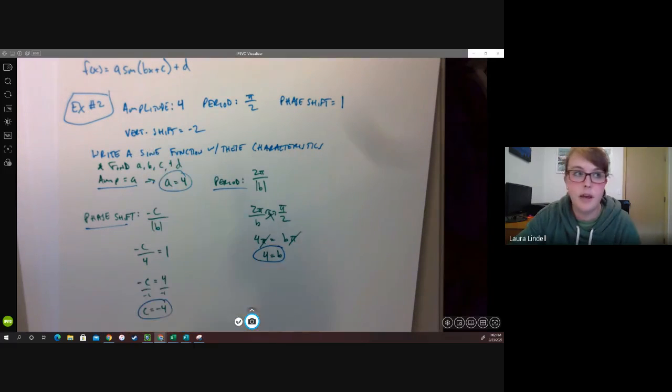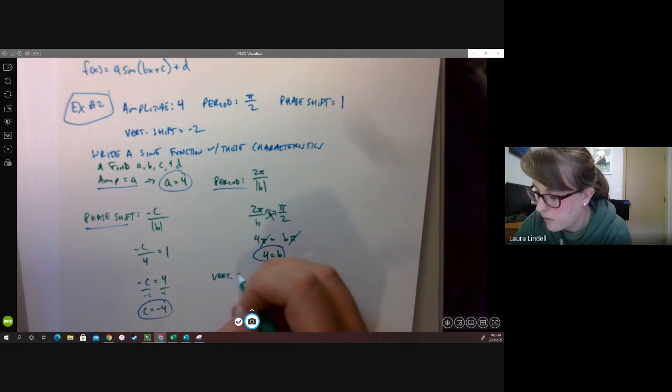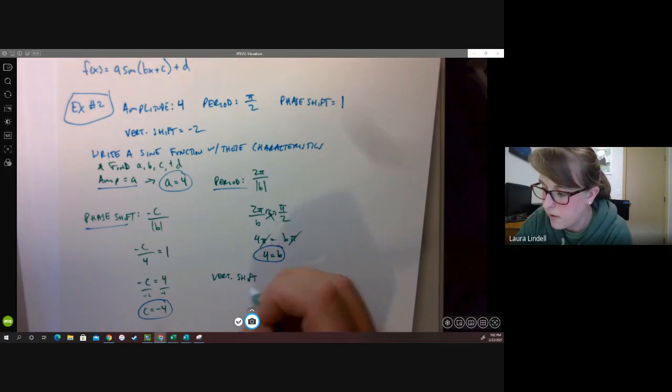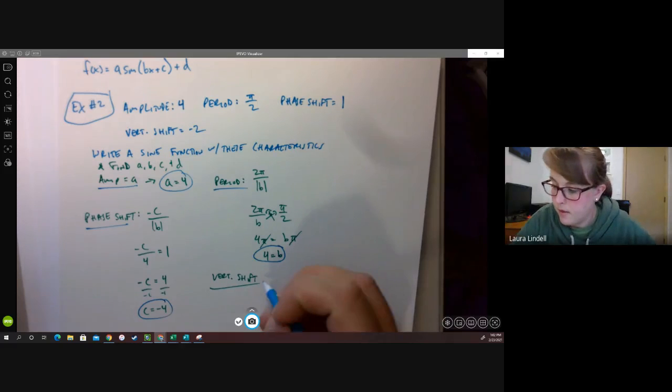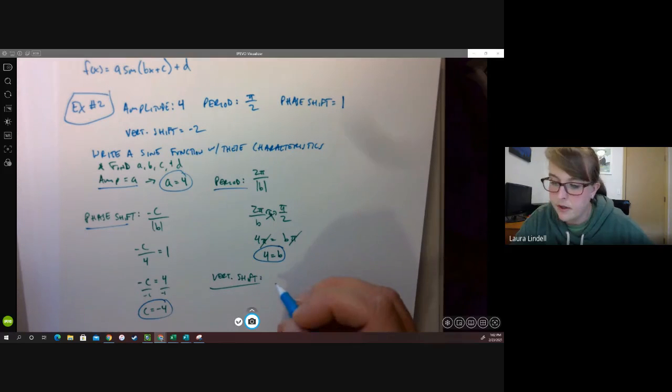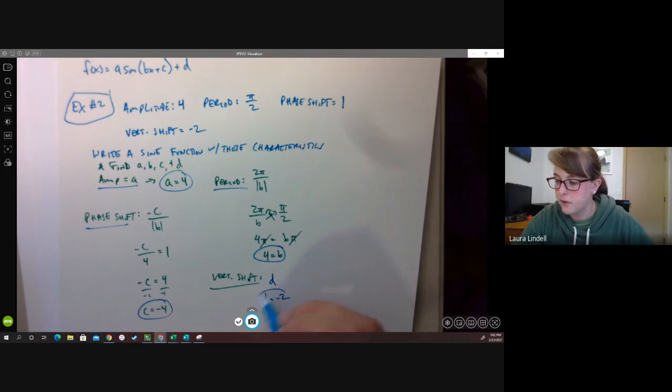And then lastly, we have to deal with that vertical shift. Wow, it's raining hard outside. All right, so that vertical shift, well, we already know that vertical shift is D. So then D is going to be negative 2 because our vertical shift was negative 2.